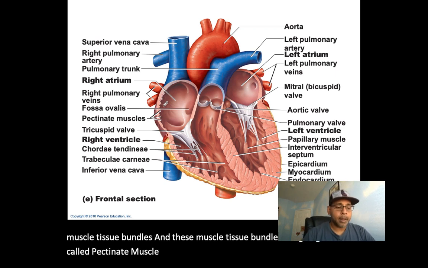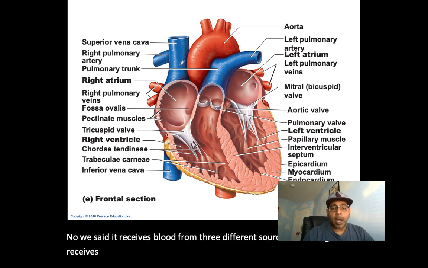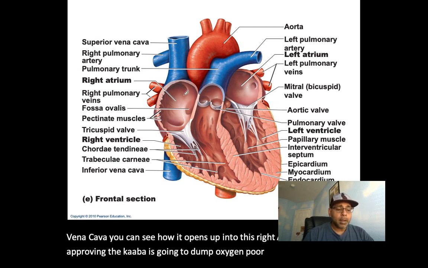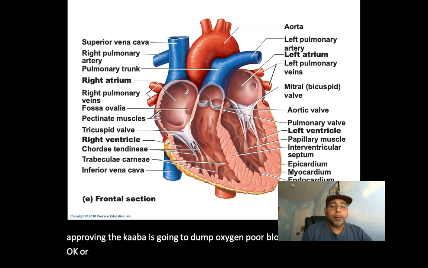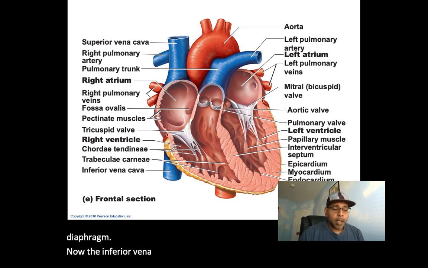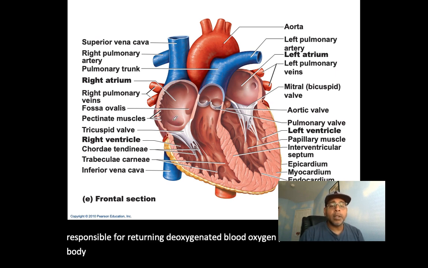Pectinate muscle. Now, we said it receives blood from 3 different sources. So this right atrium receives, number 1, you can see oxygen poor blood from the superior vena cava. You can see how it opens up into this right atrium. Here, the superior vena cava is going to dump oxygen poor blood, or deoxygenated blood, from body regions above or superior to the diaphragm. Now, the inferior vena cava, we can see down here, is going to be responsible for returning deoxygenated blood, oxygen-poor blood, from body areas below the diaphragm.